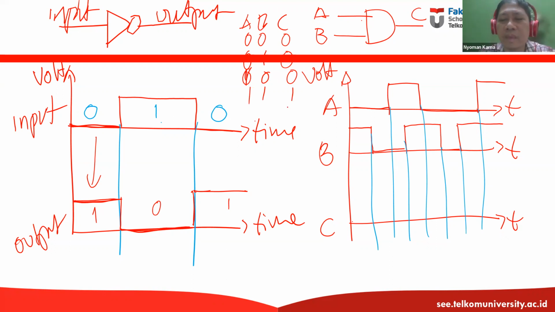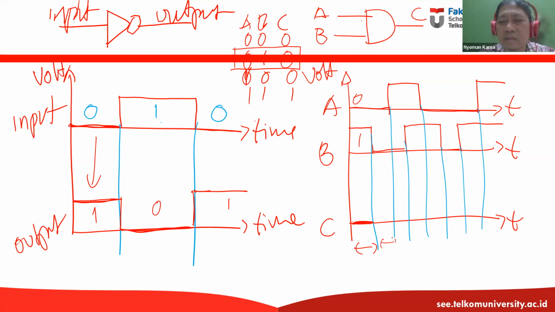So now, at this part of output, the input is 0 and 1. Because the input is 0 and 1, A is 0, B is 1, so it will become like this. So the C will become 0.